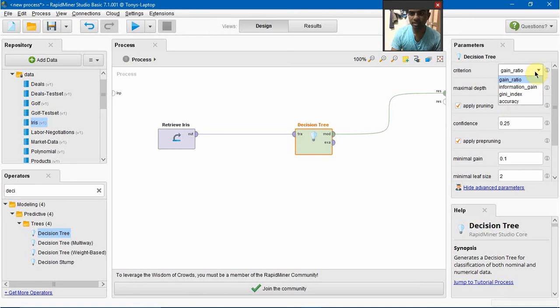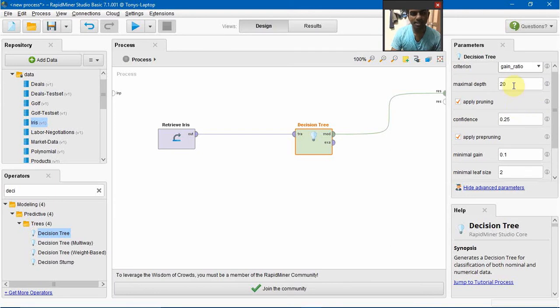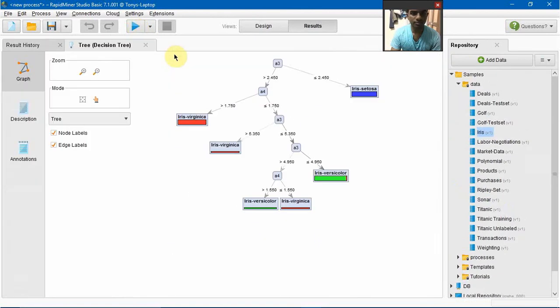The criterion depends upon the decision tree, and maximal depth is according to psychology. A human being cannot see below 20, so the minimum value should be 20. And the tick over here applies for pruning, and we'll check it. Let's run it. Yeah, this is how a decision tree looks.